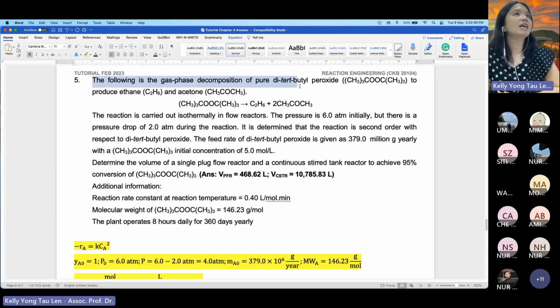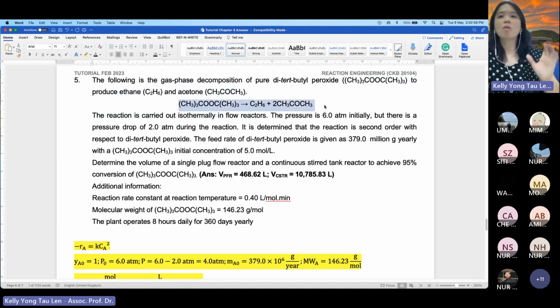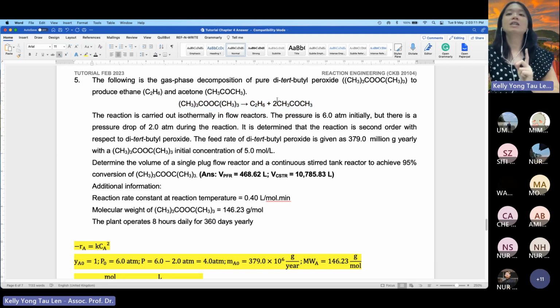The following is the gas phase decomposition of pure dilute butyl peroxide to produce ethane and acetone. Now we are using real compounds. So if you get confused using the real compounds, you can convert straight away to A, B and C. So this reaction is actually 1A produces 1B and 2C. Because of the 2 in front, so 2C, 1B, 1A. The reaction is carried out isothermally in a flow reactor. This reaction is isothermal, there is no temperature change.